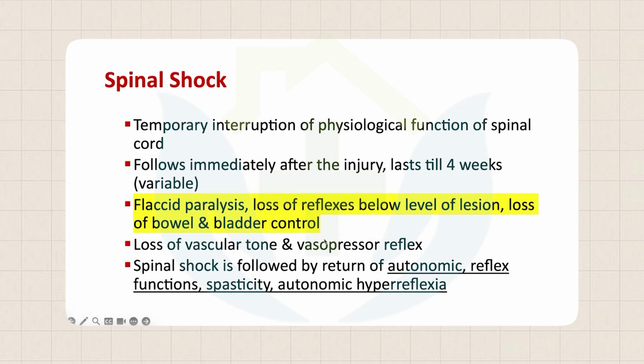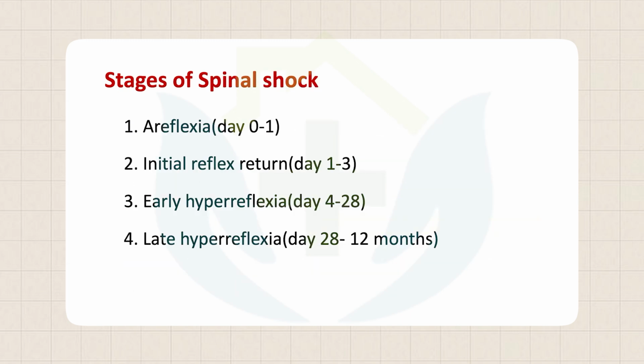Spinal shock is obviously followed later on by something known as ADR, autonomic dysreflexia, which we'll discuss later. So spinal shock is simple. If you cut the nerves, there will be no sensory and motor outflow or inflow, and that will cause spinal shock. The stages can be divided into 4 stages. Initially, there is complete areflexia. You don't have any reflexes below the level of lesion.